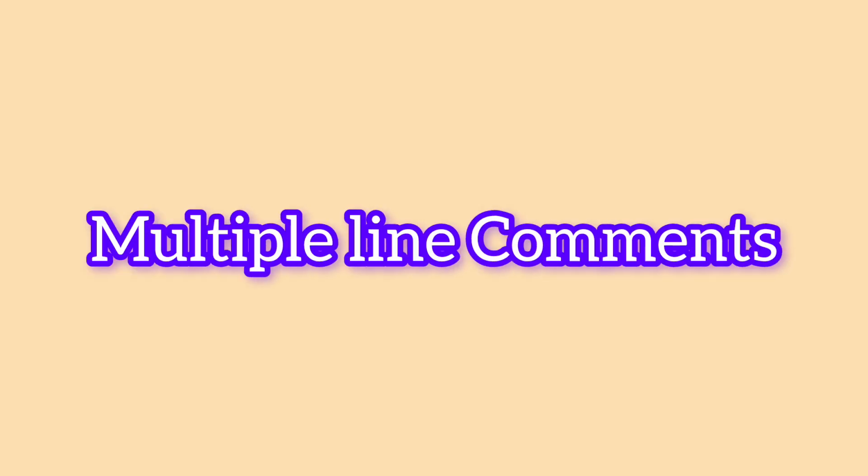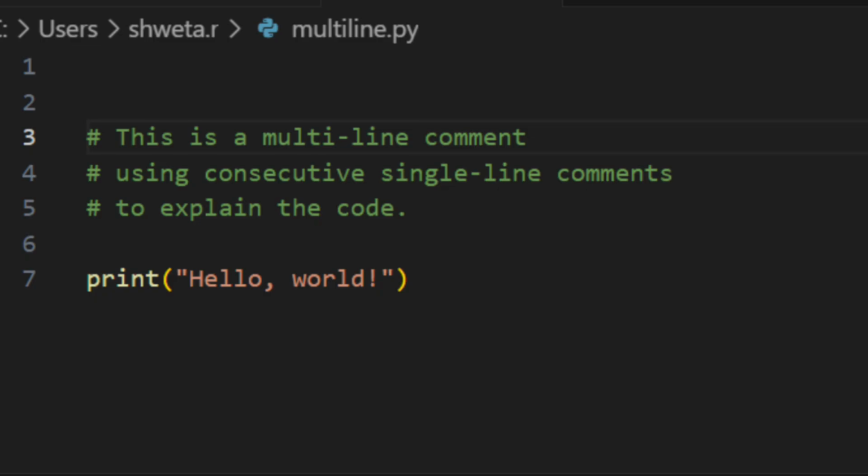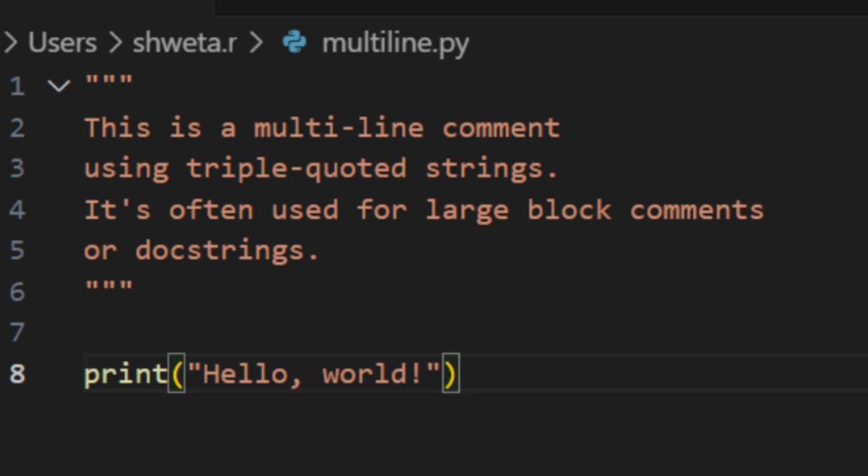Now let's see multi-line comment. Python does not have a specific syntax for multi-line comments, but you can use a series of single line comments or triple quoted strings. This is an example of multi-line comment. Here we have used a series of single line comments to create a multi-line comment. This is also an example of multi-line comment where we have used triple quoted strings.